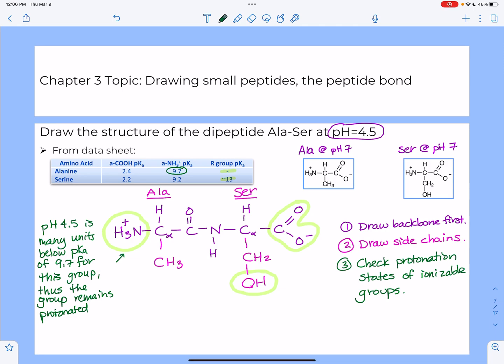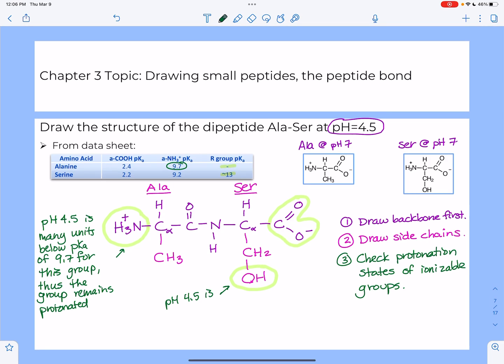Okay, so the next group, as we go, let's go to the R group on the serine. So pH 4.5 is many units below the pK of about 13, so the group remains protonated.